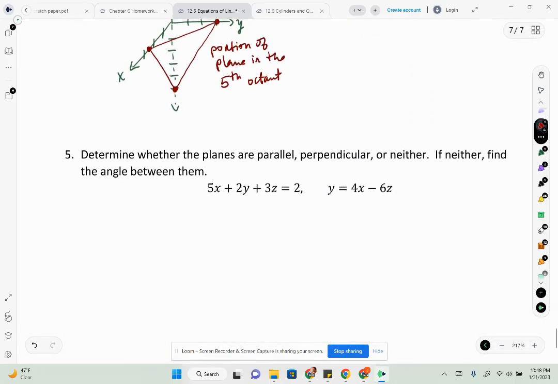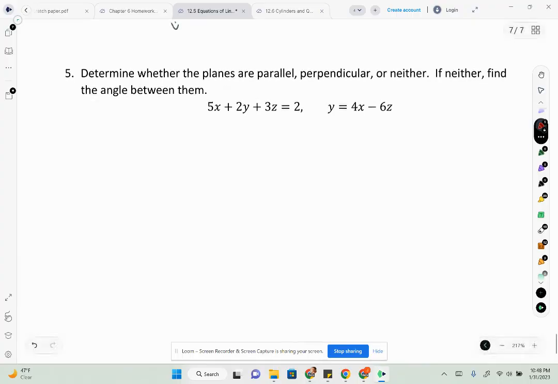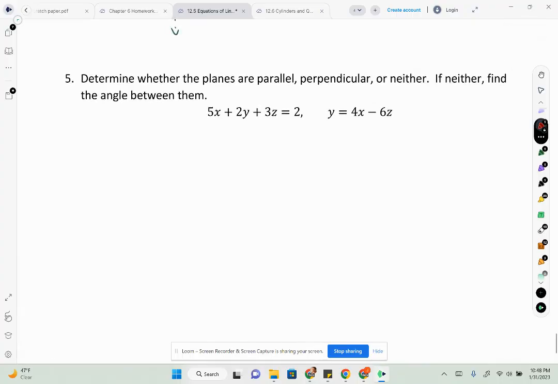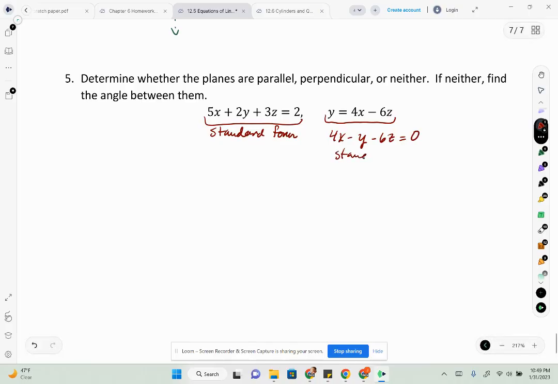Okay. Next one, and I think this is the last one. Determine whether the planes are parallel, perpendicular, or neither. And so we're given two planes. One of them is in standard form. And when it's in standard form, I can get information from it. This second one is not in standard form, so I'm going to move everything over to the right-hand side. I have 4x minus y minus 6z is equal to 0. Okay, now that's in standard form.